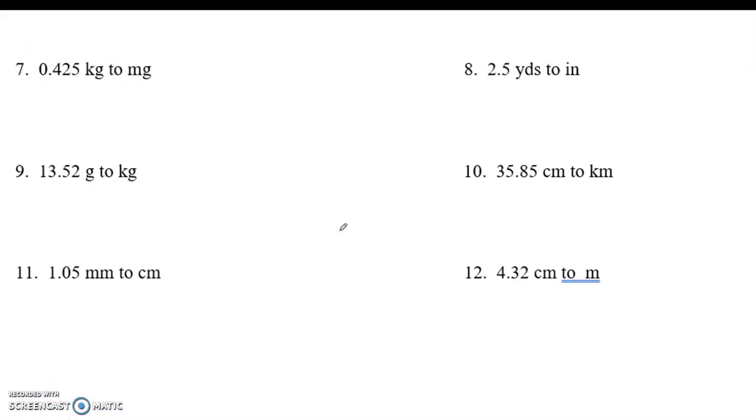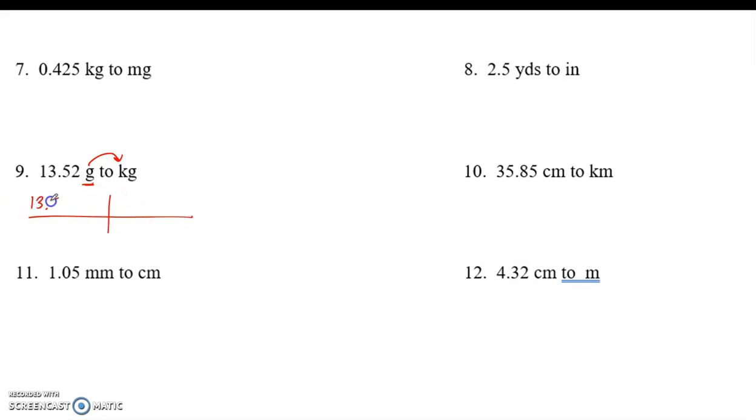Let's move on and try number 9. Take a second, do number 9. Okay, hopefully you paused, you tried it, here it is. For this one, I'm already at a base unit, so I can go right from the base to the prefix. So this is going to be a nice one-step problem.